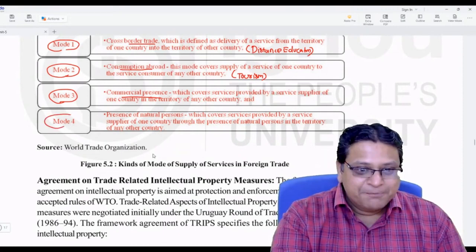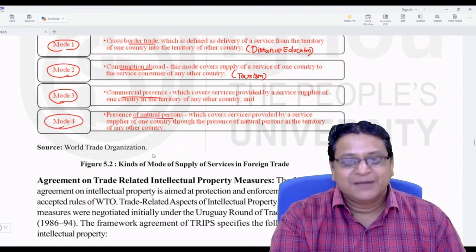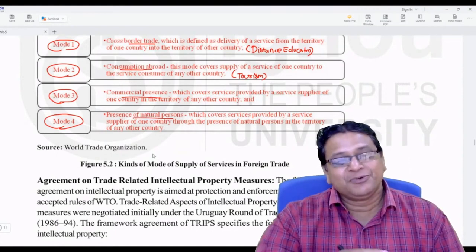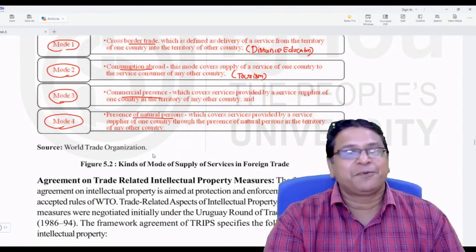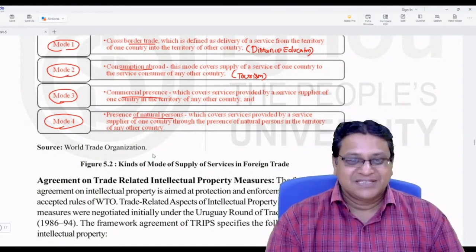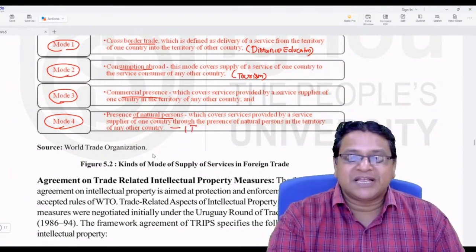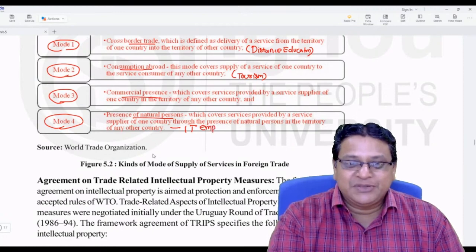Mode 4 is presence of natural persons. That means the person who will provide service goes to the foreign country and provides the service. Generally, IT employees working in USA.